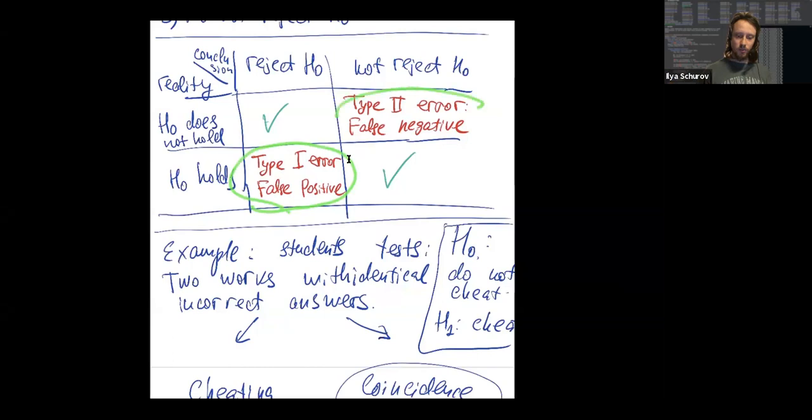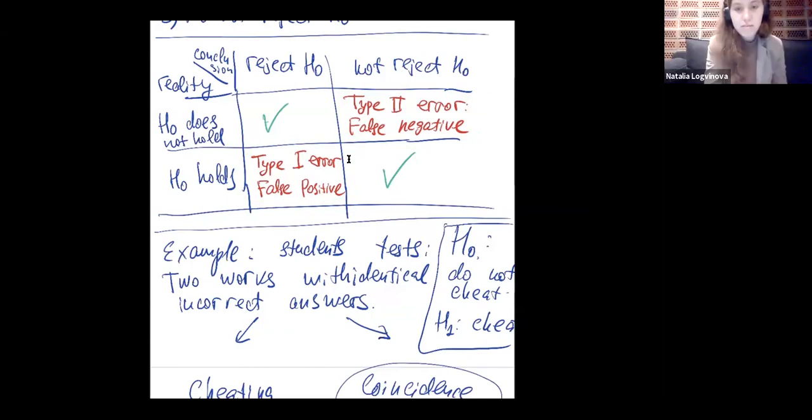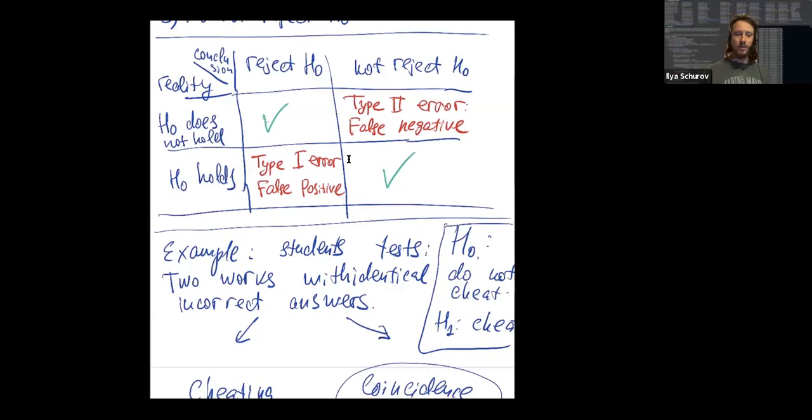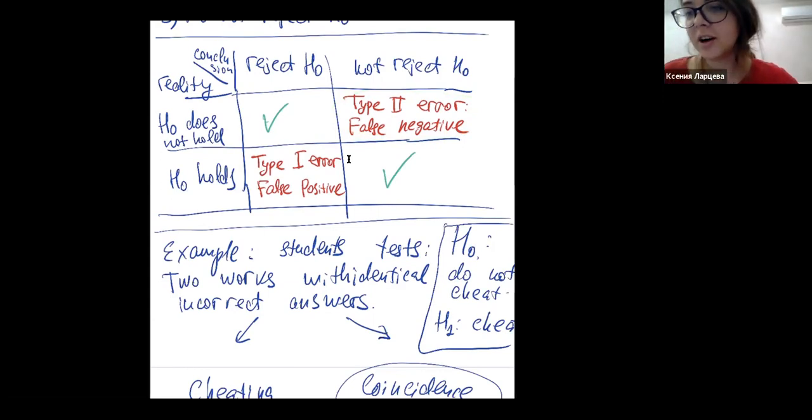So we have these two types of errors. How do you think which type of error is more severe? Which type of error do you want to avoid? Type two, probably. If you want to avoid type two errors, it means that you are more or less okay with false accusation. Okay, somebody will be expelled by false accusation, but it's just a test. We don't know how important it is.